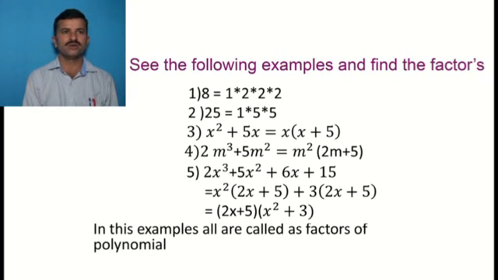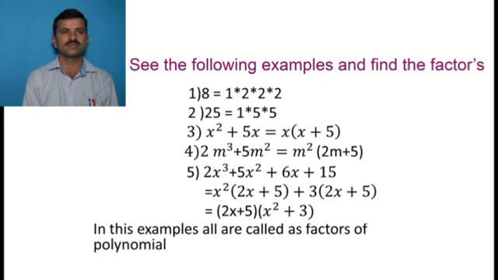Fourth example, 2m cube plus 5m square. Once again, it is a binomial. It has m square as a common term and you can find the factors, that is m square and bracket 2m plus 5. And last and fifth example, 2x cube plus 5x square plus 6x plus 15.